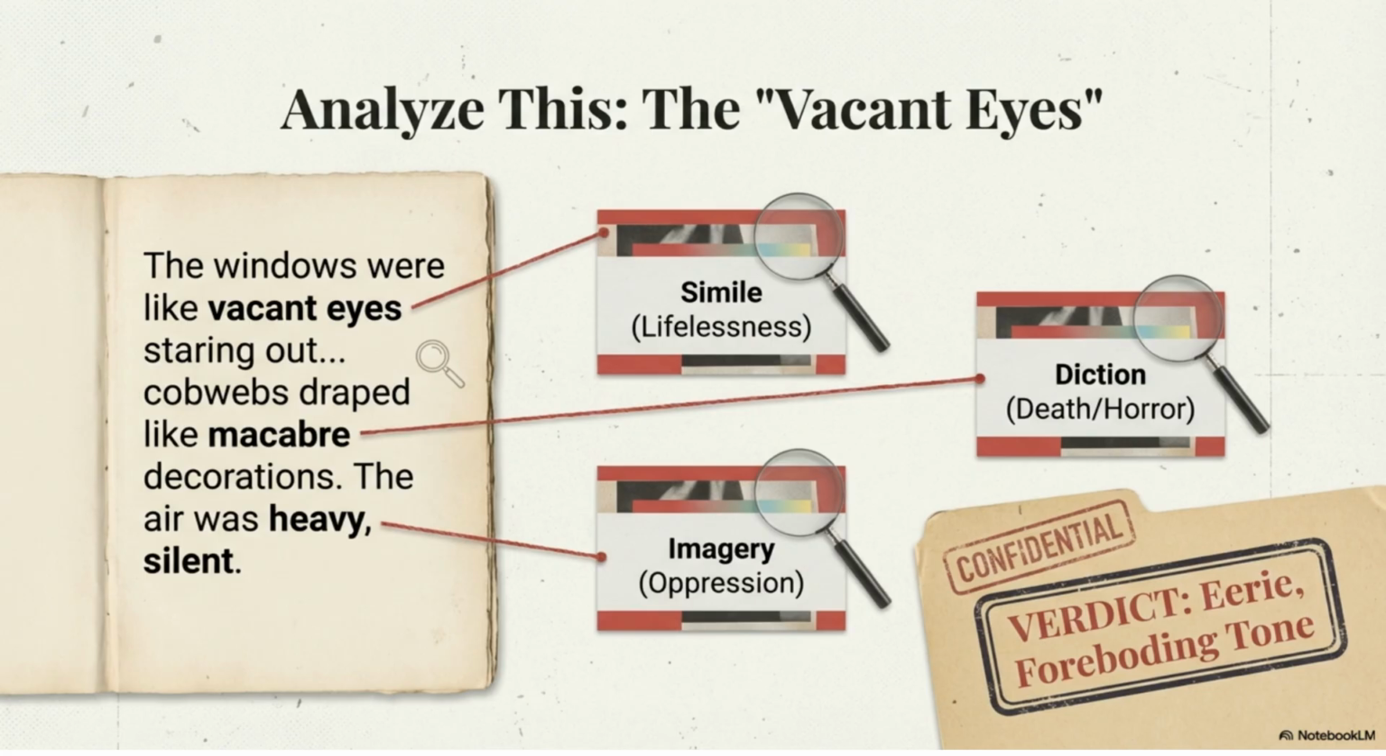When these elements are combined, simile (lifelessness), diction (death and decay), and imagery (oppression), they point to a clear conclusion about tone. The author's attitude toward the setting is eerie and foreboding, not simply descriptive. The image works as evidence that tone is constructed through details, not stated outright.